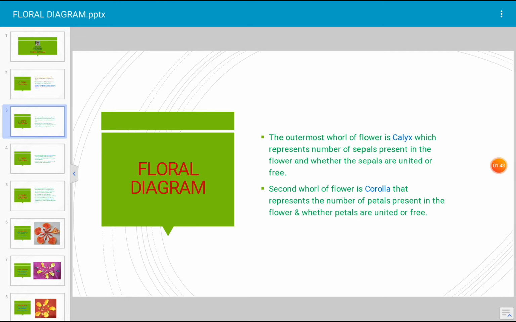The second whorl of the flower is the corolla. Corolla is the second whorl of the flower. It is the colored part of the flower. Corolla consists of petals. How many petals are present? If the petals are 4, then 4 petals are diagrammatically shown in the floral diagram. If the petals are 5, 5 petals are shown. Again, the aestivation of the petals, the arrangement of the petals, is also expressed in the floral diagram. Next slide.